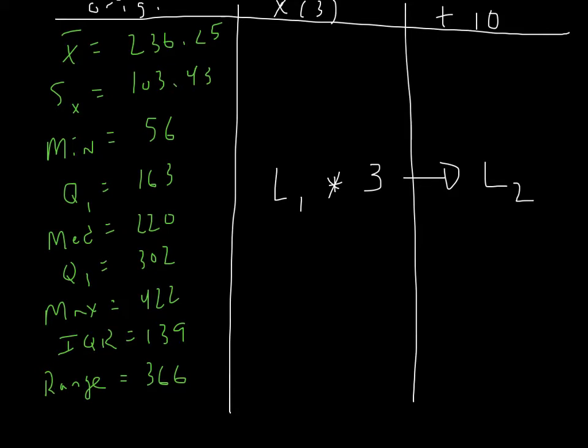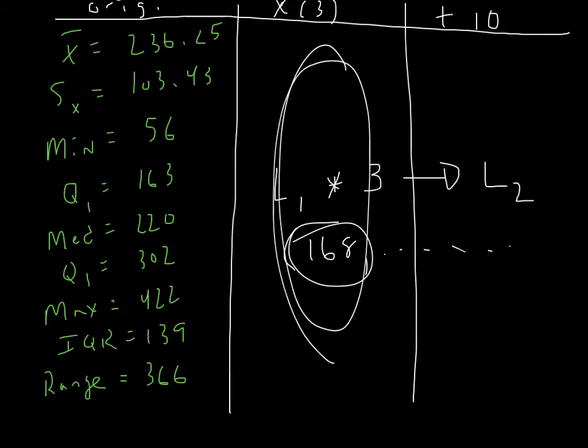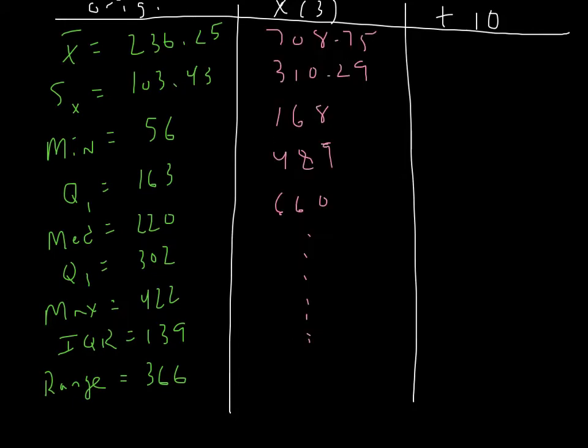As soon as you do that, what you should see is a little parentheses and then the number 168, and so on. And if you go to Stat, Edit, and List 2, you'll notice that all of the values are there, and they should all be 3 times the value to the left. So 56 times 3 is 168. Now go ahead and run one variable statistics on List 2. So that's Stat Calc on L2. Run your one variable statistics, and then put all of those values in this list right here.